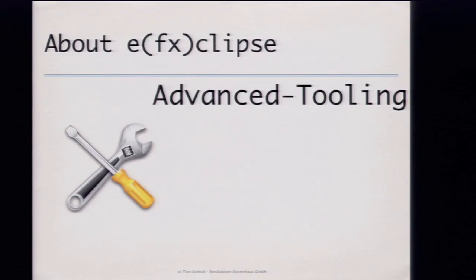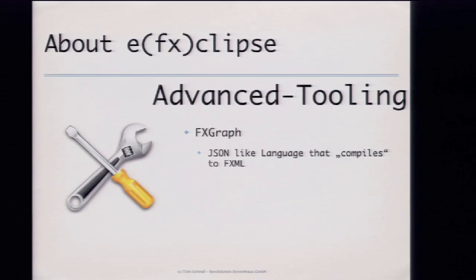So the next thing is some advanced tooling that we provide. It's not only the basic stuff, but the first thing, well, I was not happy at the beginning with FXML and XML. XML is a very noisy format. So I created a small language that I called FXGraph that has a JavaScript object notation-like syntax. So it feels much more natural to create an object graph using JavaScript object notation. And this language compiles to FXML in the end. It doesn't compile to bytecode, but it creates FXML at the back end.